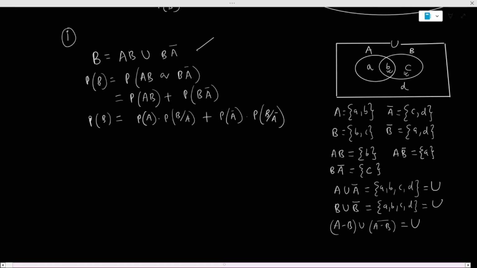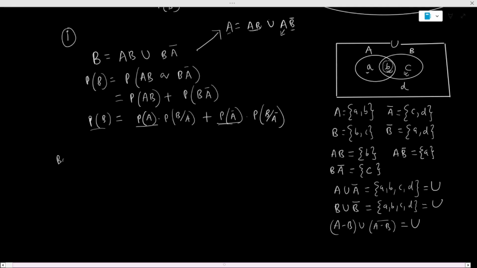Similarly, we could have expanded A as A intersection B union A intersection B complement. So we are writing A, that is everything of A that does not belong to B. Now if you look at this, the probability of A and the probability of A complement sum up to 1. That is why the probability of B is actually the weighted average of the conditional probability of B when we know A, and the probability of B when we know A complement.